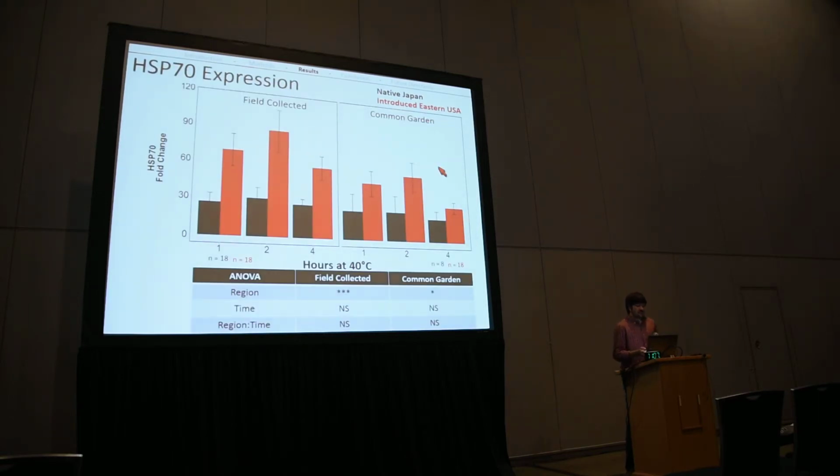For HSP70 expression, again, we have the same schematic with the field collected panel on the left, common garden on the right, black indicating the native Japanese, red indicating Eastern US. And overall, as time of exposure increased, there was a significantly higher fold change in expression of HSP70 when the introduced were compared to the native. So the introduced populations are inducing HSP70 to a higher level when compared to the native Japanese populations. Again, this held through the common garden from the field collected.